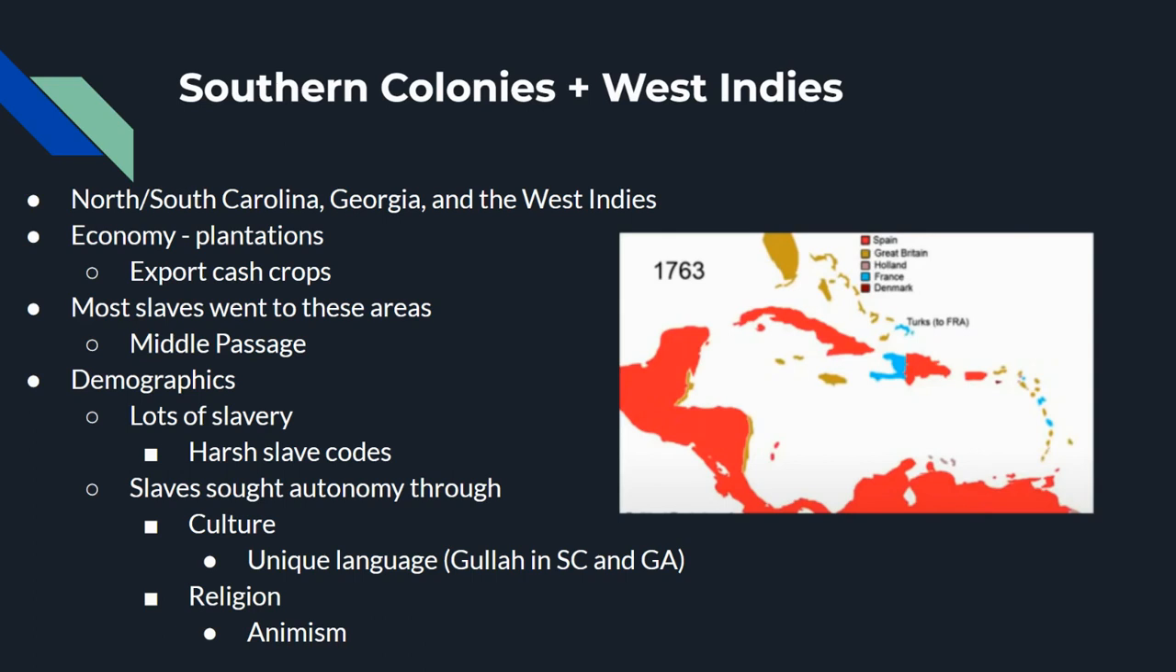And because there's so many slaves, they have harsh and strict slave codes. And slave codes are basically laws that are created about what slaves can and cannot do to try to ensure that they're not having slave rebellions.